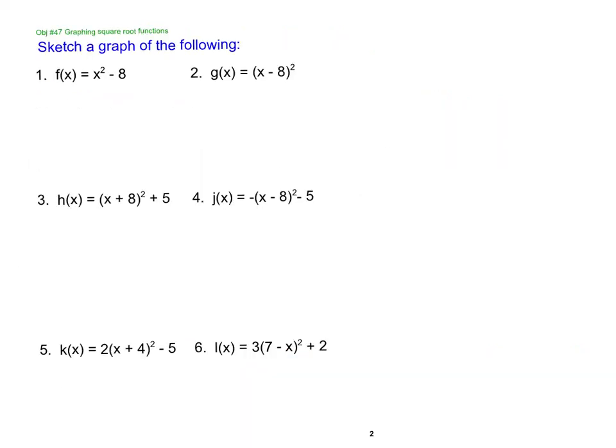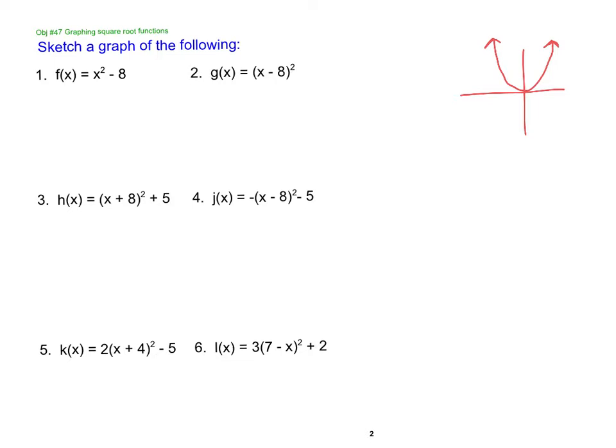Okay, sorry this is so little. So we are going to sketch the graph of the following. So this is parabolas. We haven't done these in a long time. So remember, our parent function of a parabola is this, right? So these are all based on the parent function. What would we do to graph x squared minus 8? So pause and see how many of these you could figure out.